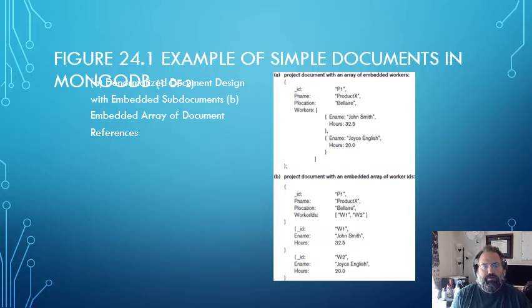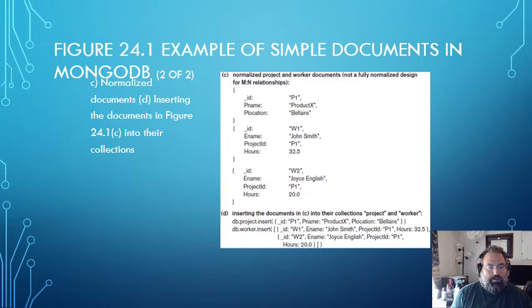Figure 24.1 is an example of a simple document in MongoDB. And you can see, in this case, it's basically a JSON document that's showing you the ID is P1 for both items, and the other is variations on how things are being stored inside of the document array. 24.1 is an example of a simple document as well. This is more normalized in C, and D is inserting the documents into the collection.